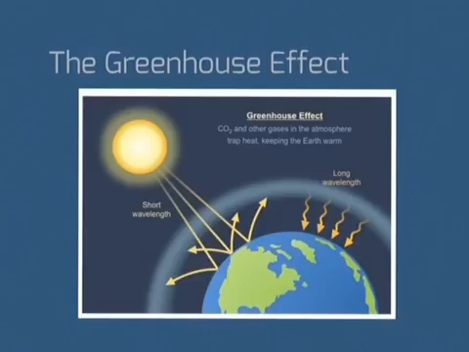Here's a diagram of the greenhouse effect. As you can see, sunlight enters the Earth's atmosphere, but due to greenhouse gases that are trapped in the atmosphere, the energy has nowhere to go, so as a result, the Earth is heating up.